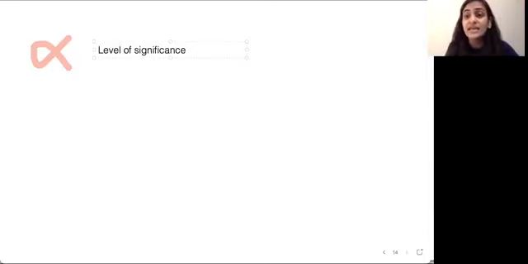Alpha is the set level of statistical significance. What do I mean by set? You set a level of significance. If you set the level of significance to 0.05, it's set. Most of the time, your alpha is always set to 0.05. So whenever it's not mentioned in your question, it always indicates that the alpha is set to 0.05. What does the alpha set to 0.05 mean?